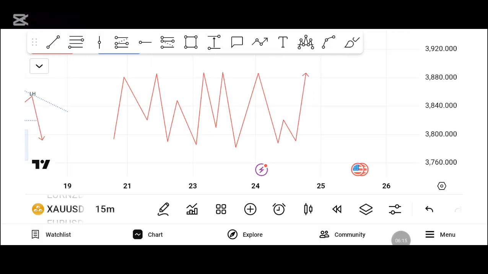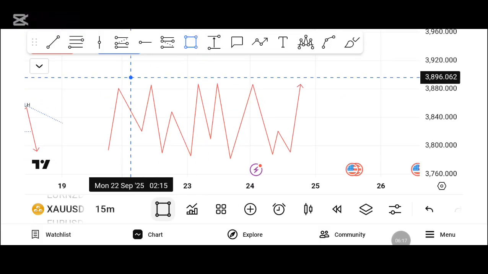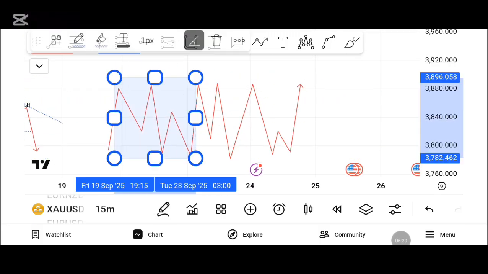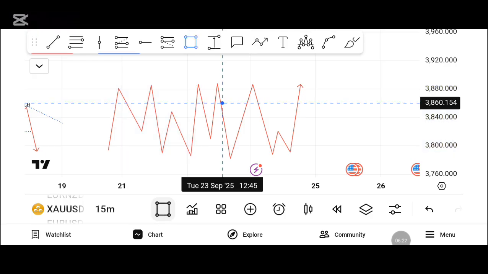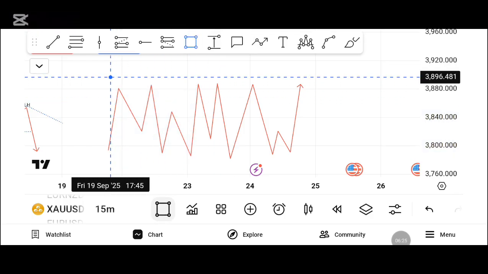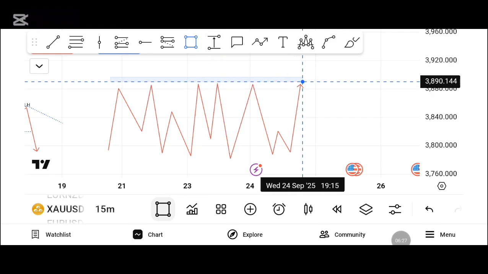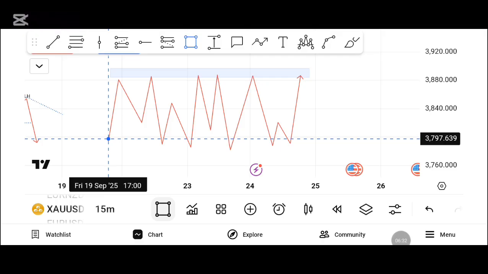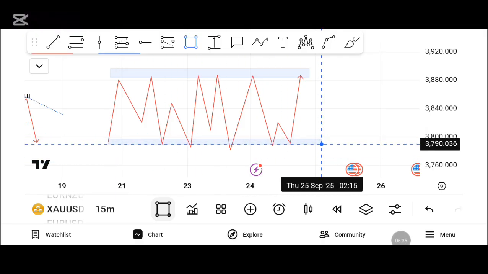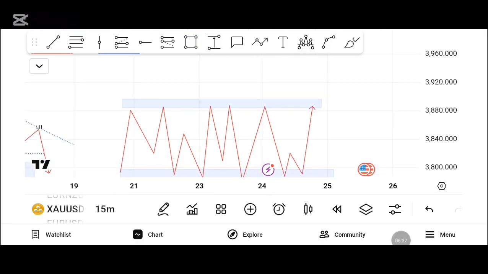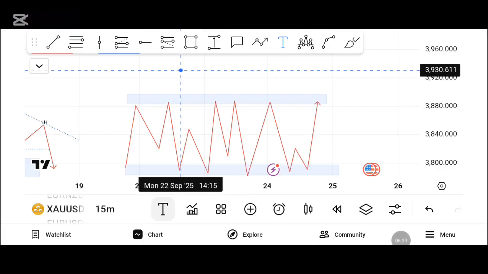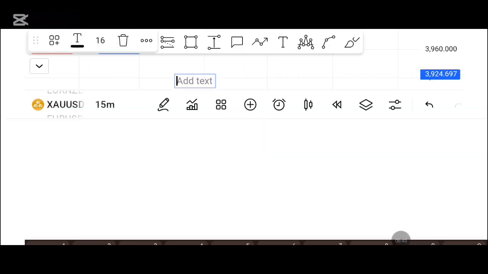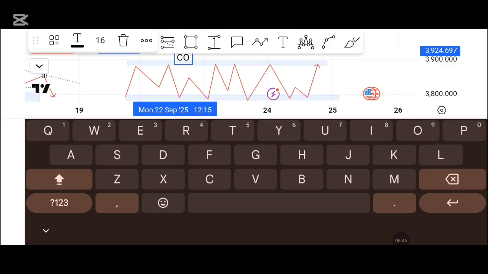In this scenario, you cannot do anything at this point. You can see that the market is just ranging between this zone here and this zone. So this is a consolidation market.